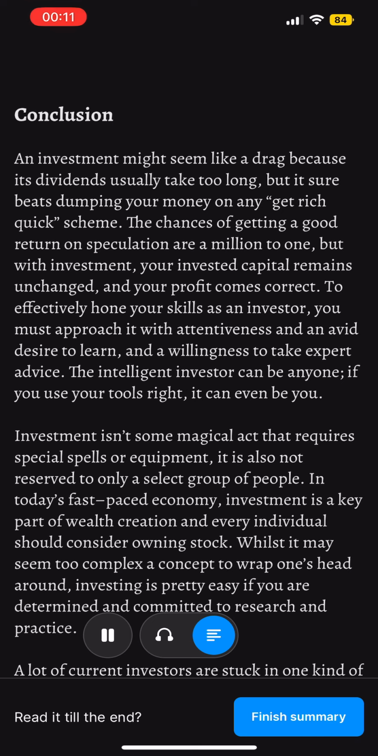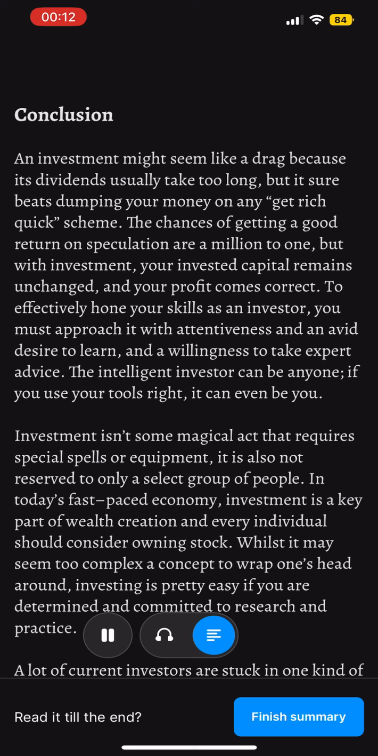Conclusion. An investment might seem like a drag because its dividends usually take too long, but it sure beats dumping your money on any get-rich-quick scheme. The chances of getting a good return on speculation are 1,000,000 to 1, but with investment, your invested capital remains unchanged and your profit comes correct.